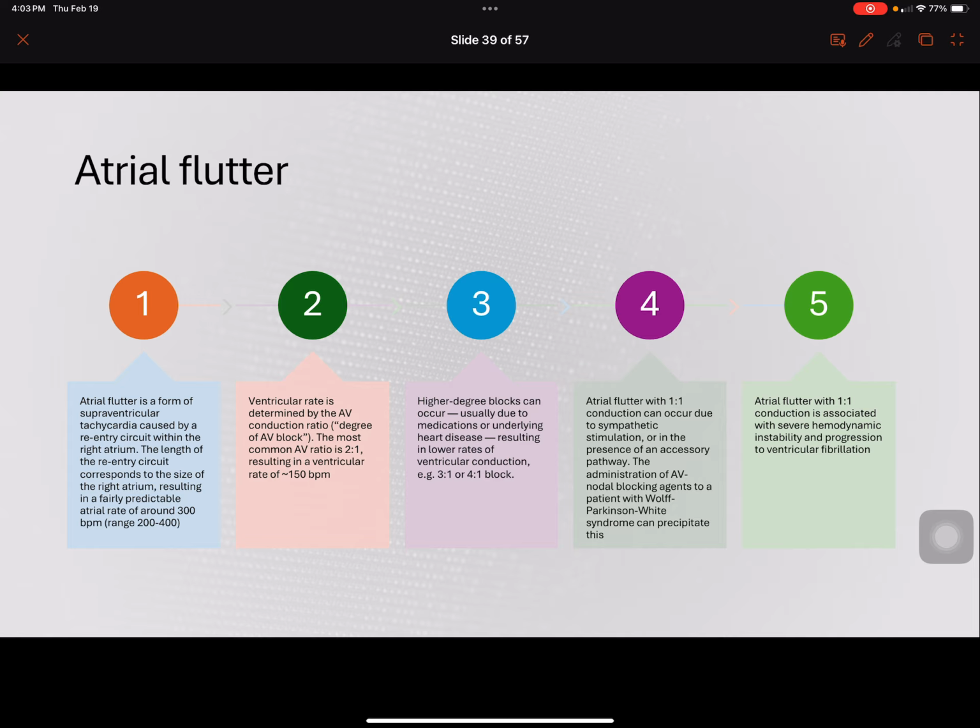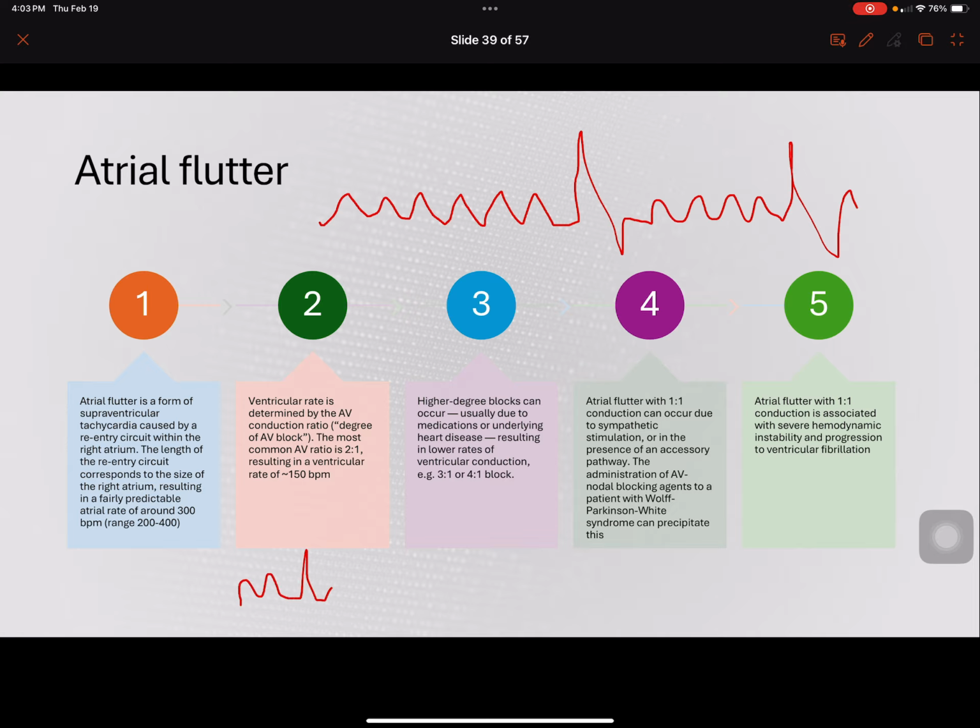confusing without the pictures. Ventricular rate is going to be determined by how many of those flutter waves get down to the ventricles. So I'll draw this out. With atrial flutter, we get this flutter pattern in the atrial beats, and then a ventricular beat. Flutter, flutter, flutter, flutter, ventricular beat, in a very predictable, consistent pattern. Most common is 2-to-1: 2 flutters, then a ventricular beat. 2 flutters, ventricular beat. 2 flutters, ventricular beat.